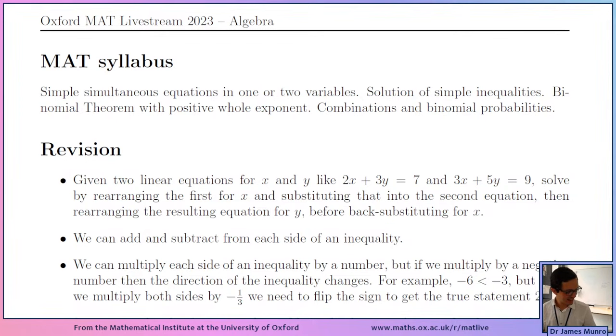Here we go then. So at the top there, we've got simple simultaneous equations in one or two variables. Simultaneous meaning you've got more than one equation at once and you've got to solve both of them. Solution of simple inequalities. There's some tricks with inequalities that we'll cover in a second, but only simple inequalities here.